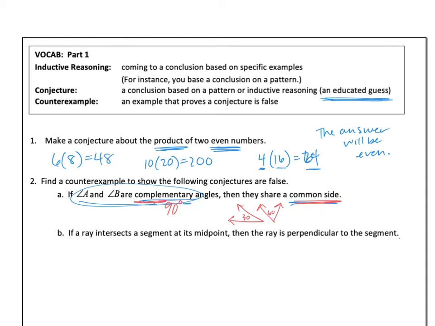So counterexamples, they always fit the first part. This first part is true. A and B are complementary, but then to prove it false, we find a way that this doesn't happen. The second part does not happen.